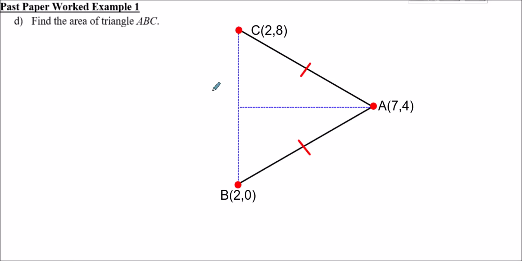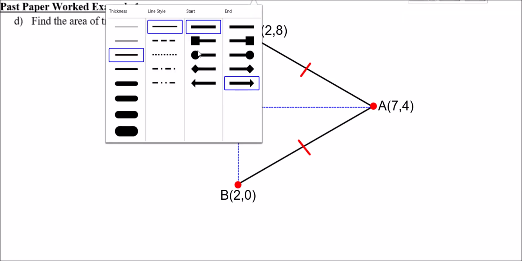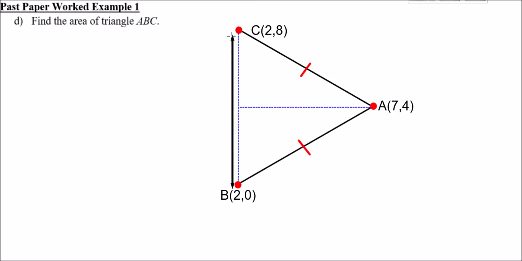For part D, find the area of triangle ABC. So if I just return to a version of the sketch we had from part C, we had this. Okay, so let's label on what we had from before. So from before, what we had is we knew that this distance here from B to C was a distance of 8. So let's label this on once again. We can also work out fairly easily what this distance here is, the perpendicular height of the triangle, by just comparing the x-coordinates.